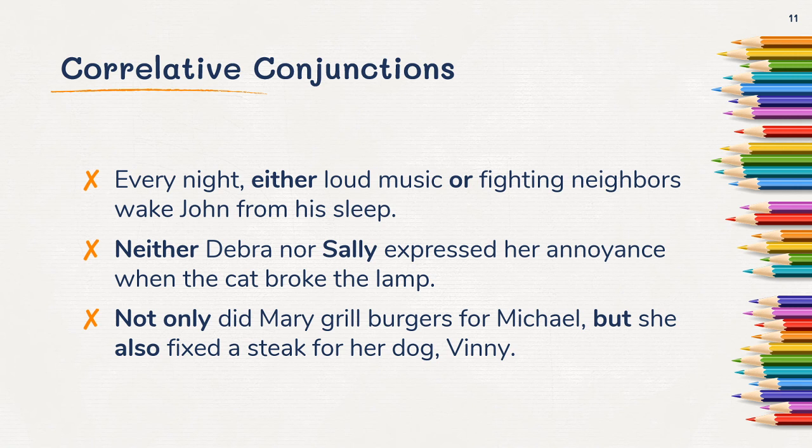For the next one, neither Deborah nor Sally expressed her annoyance when the cat broke the lamp. So here it's a different use. Neither Deborah nor Sally. Nor is sort of to signify the other person did not either. So neither Deborah nor Sally. Deborah didn't express her annoyance. Sally didn't express her annoyance either.